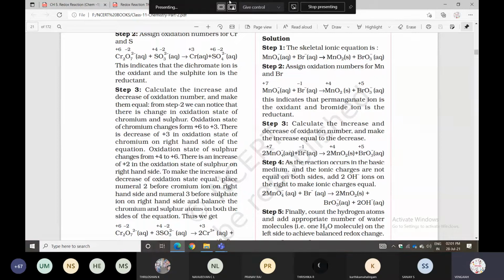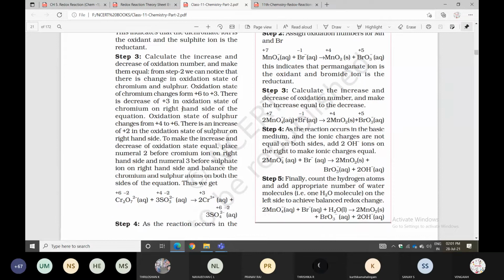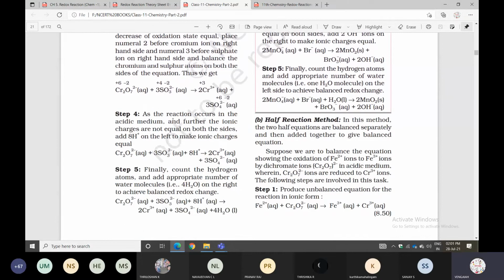The first step is you can write a skeletal equation. Second step, you can calculate each and every atom's oxidation state. Third step, you can make it balanced. Fourth step, you can check it.